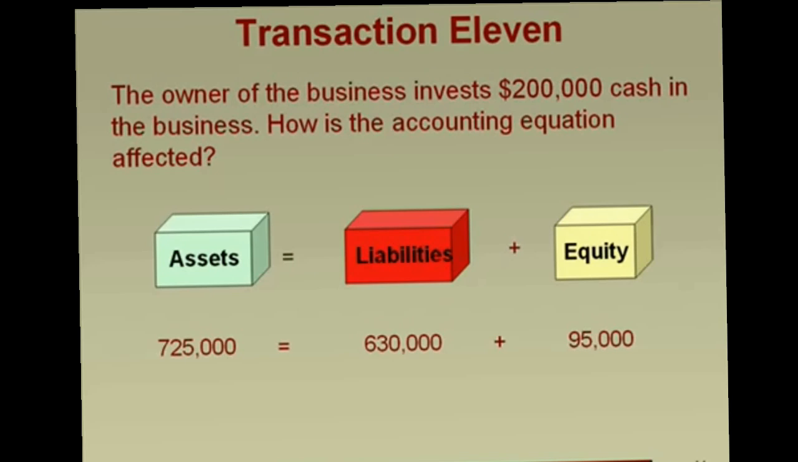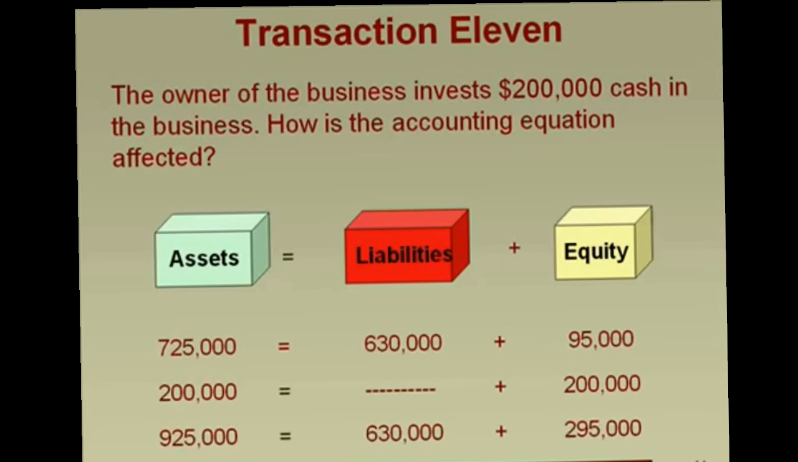Okay. How did you do? From the business point of view, the business got $200,000 in cash. So cash goes up. So assets go up $200,000. Capital, as we discussed in the prior module, is part of equity. So equity goes up $200,000. So the accounting equation is, there you go, assets plus 200, equity plus 200. So the final balance now are assets 925 equals liabilities 630 plus equity 295.